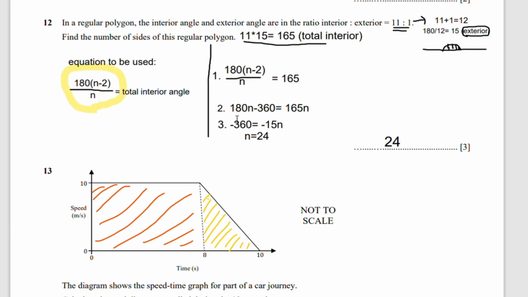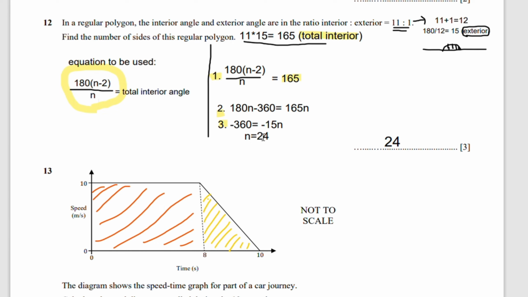So here are the steps that I used. I really love to use this way of solving, where I label 1, 2, and 3 the steps that I've done. So 180 times n minus 2 over n, and we have the total interior angle that we found earlier, which is 165. Then I multiplied by n on both sides. We will have 165n here and here the brackets. Then I expanded the brackets right here. 180 times n is 180n. 180 times negative 2 is negative 360.